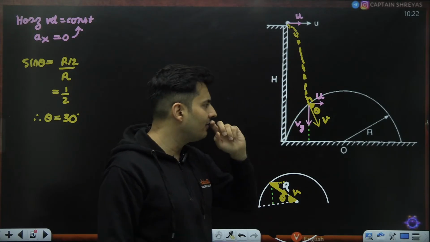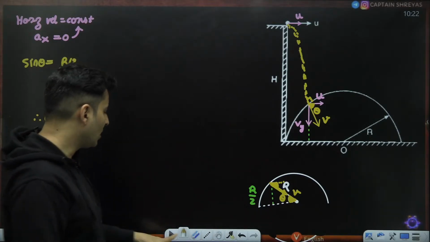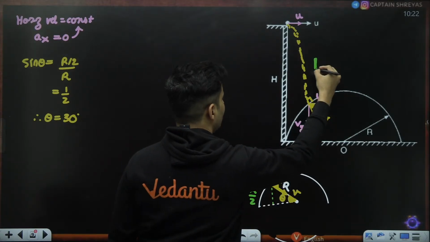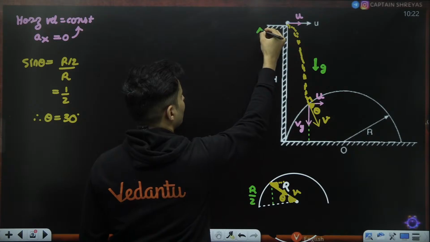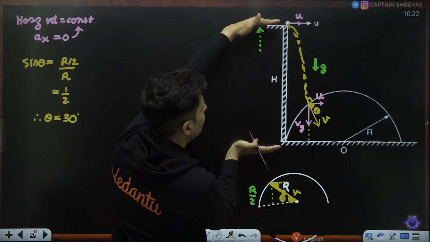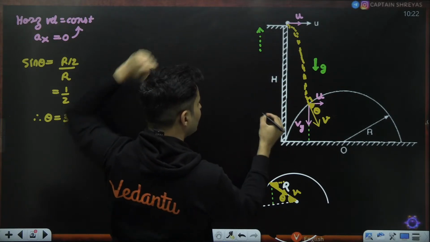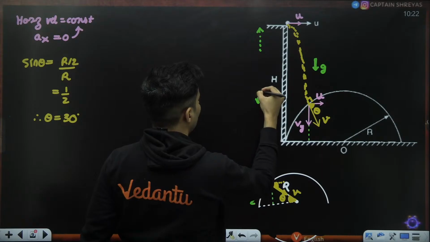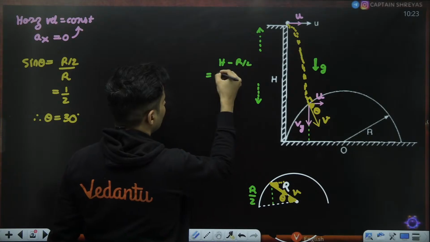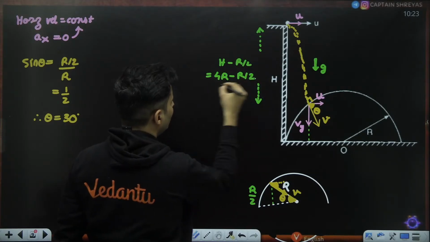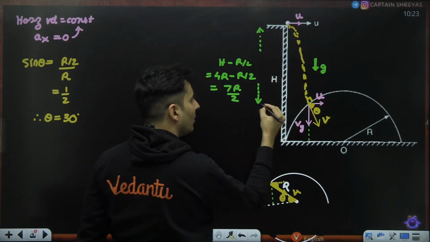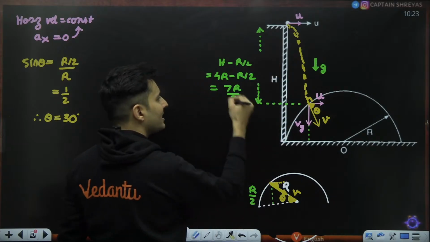But Vy we can find using kinematic equations, because in the vertical direction there is only acceleration due to gravity. And if you notice clearly, how much height have you come down by? This is r by 2, this is 4r. So the height by which you have come down is 4r minus r by 2, which is basically 7r by 2.